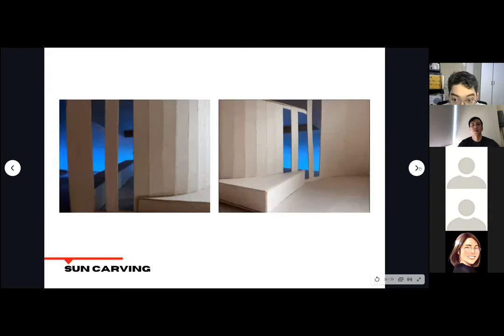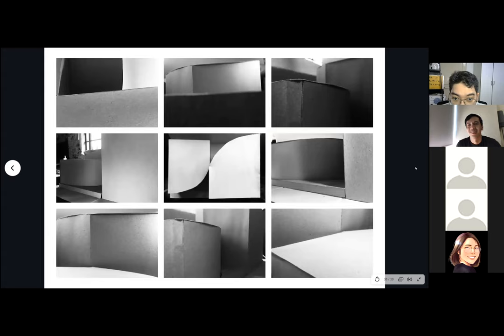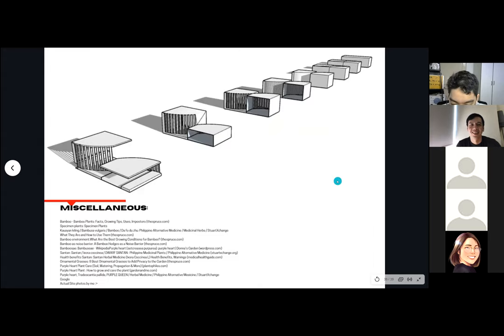Ito po yung model ng itsura sa loob. I tried my best. Opo. Ayan po. Ayan pa, other side. Eh, yan po yung research ko. Tapos na po. Okay. I have a few comments.